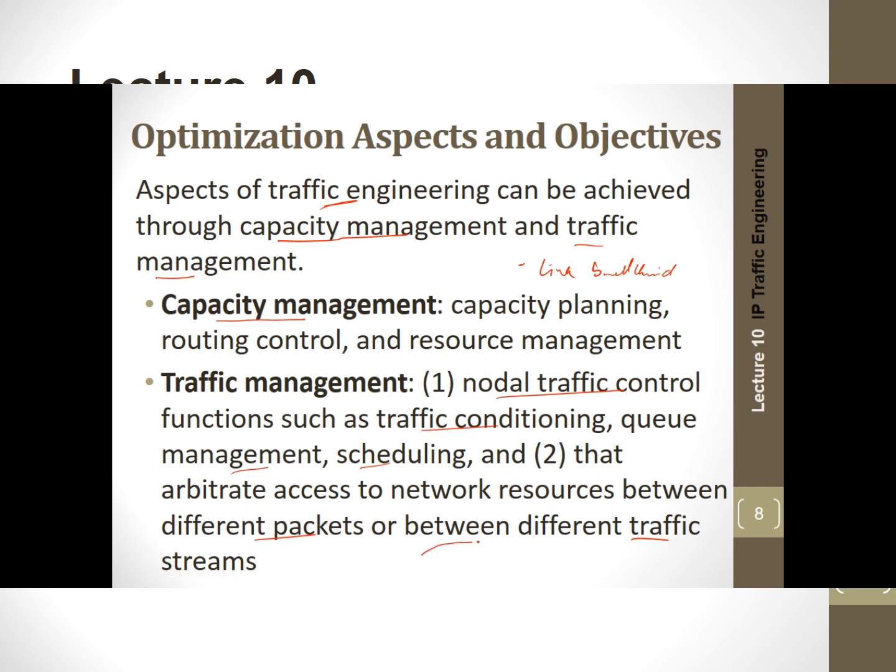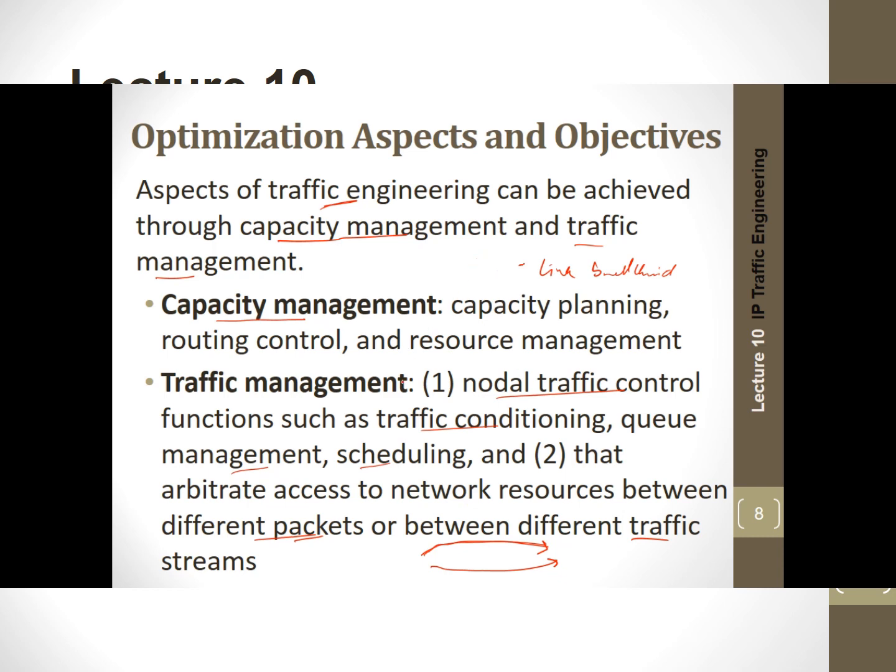There is high bandwidth traffic, packets or frames of traffic which need less delay, and those which can tolerate some delay. So there is a difference between the packets and traffic types. We need to arbitrate the access to the network resources for these different traffic types or packets. We'll discuss this in more detail in the coming slides.